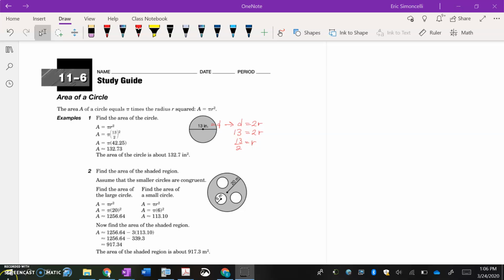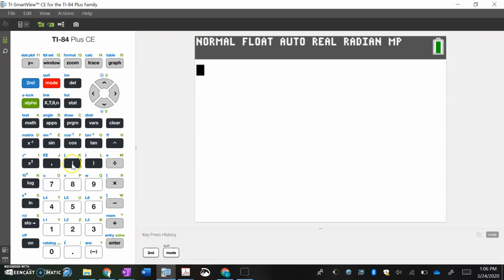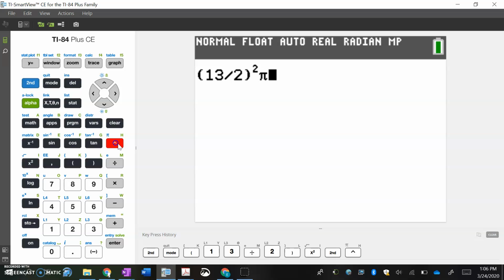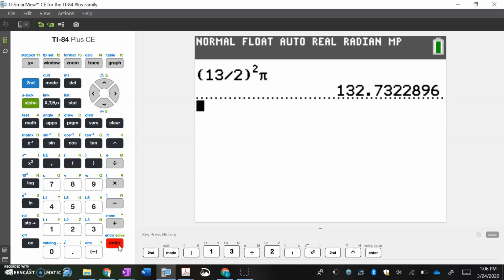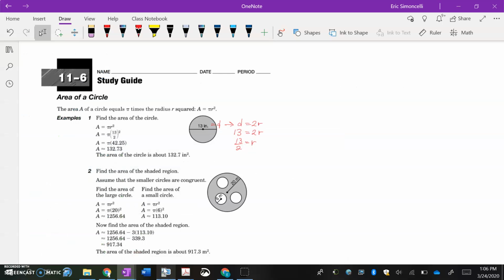So let's take a look on the calculator. So again, it was 13 halves quantity squared. Notice I am using parentheses. Now, if I use 3.14, that's not as accurate as using the pi button. So I'm going to use pi instead. Second caret key gives me the pi button. And there it is, 132.73. According to what they gave us, 132.73, which is a good final answer, I would argue, rounded to the nearest tenths, 132.7 inches squared is acceptable.